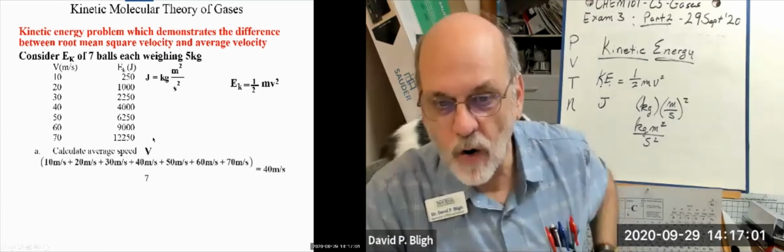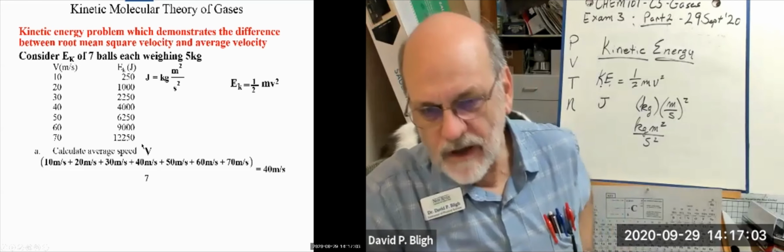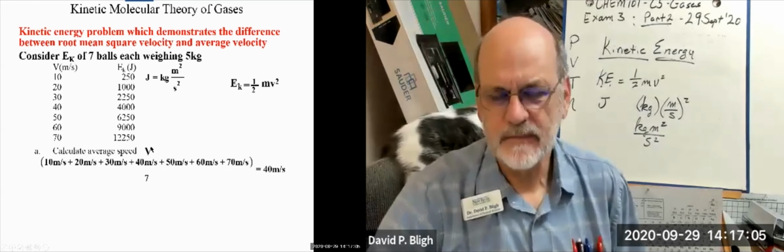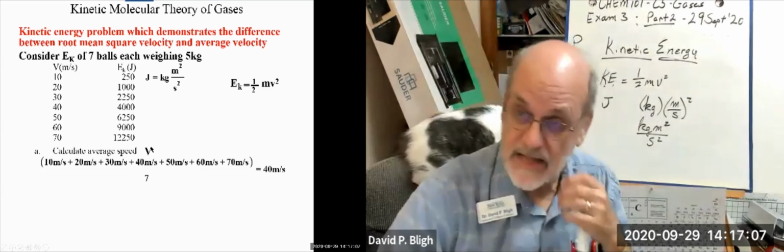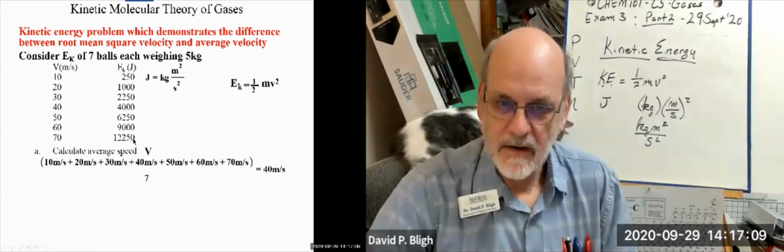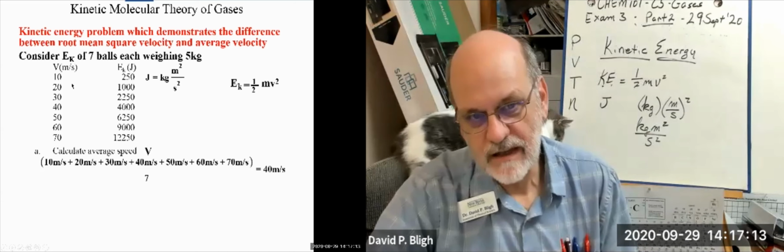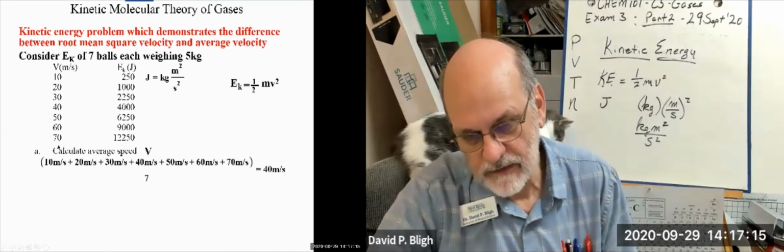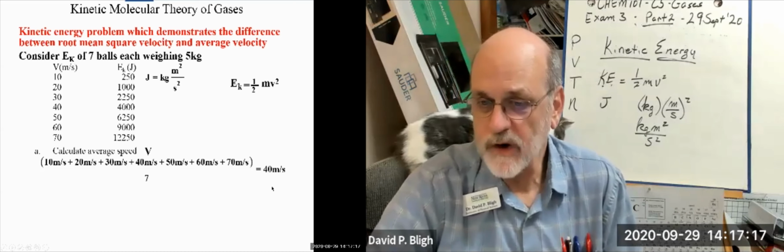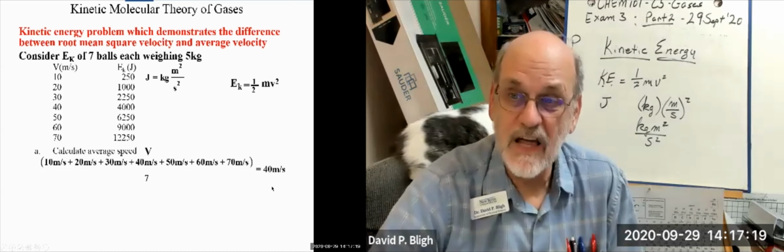And that bar over v, well, this is average velocity. I'm getting ahead of myself. I want to calculate average energy. But let's say we calculate average velocity first. So we take these, add them together, divide by 7. We get 40 meters per second is the average velocity.